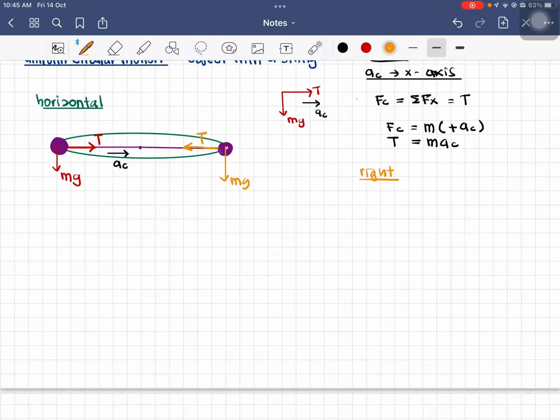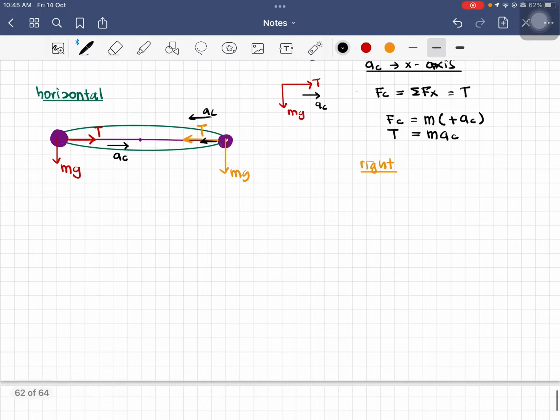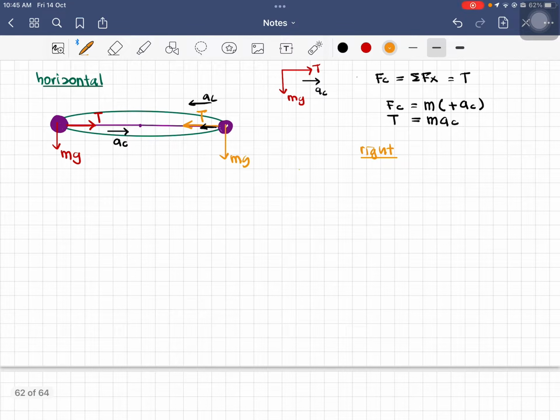Okay, the right. So your AC now is to the left. AC dekat sini lah. Macam ni kan. Tapi saya lukis ke atas supaya dia tak semak kat situ. So what you have now, you have T ke kiri, MG masih lagi ke bawah. Dan your AC now is ke kiri. Alright. Your AC masih lagi dalam X axis, ataupun X component. Your FC should be summation of Fx.